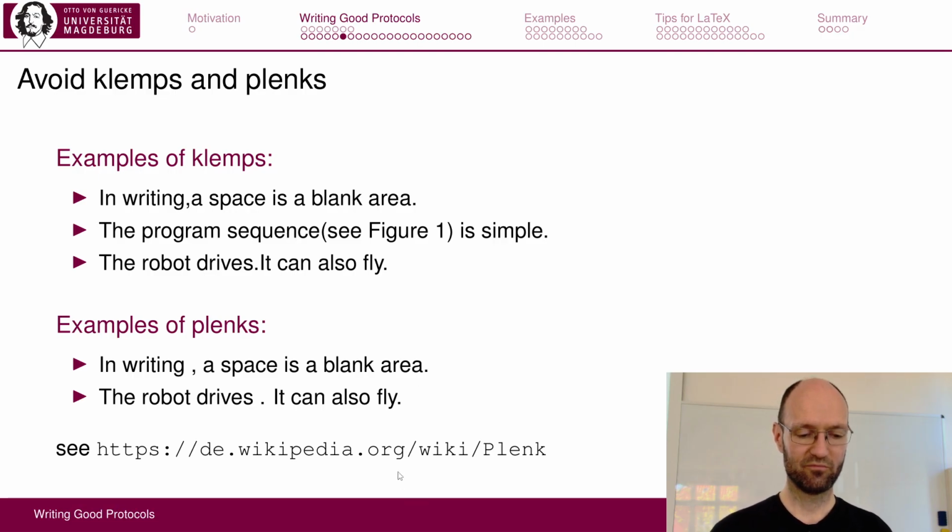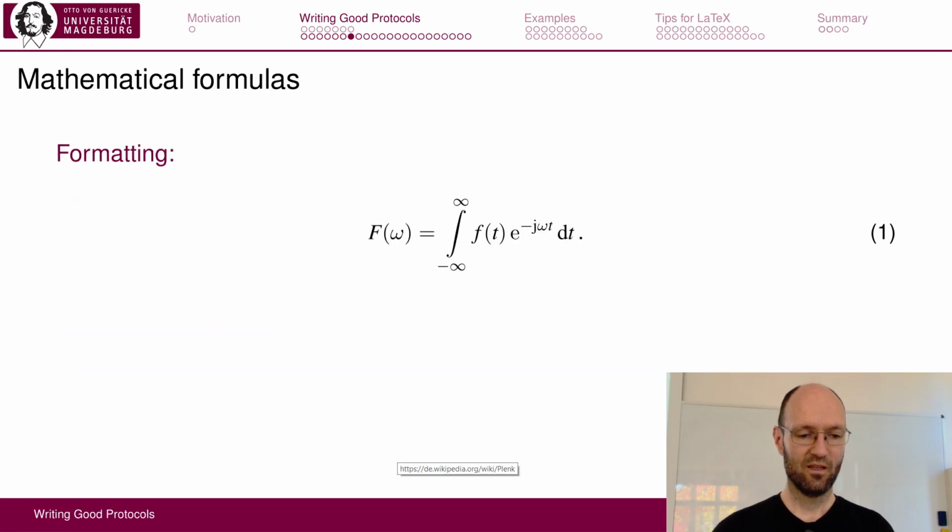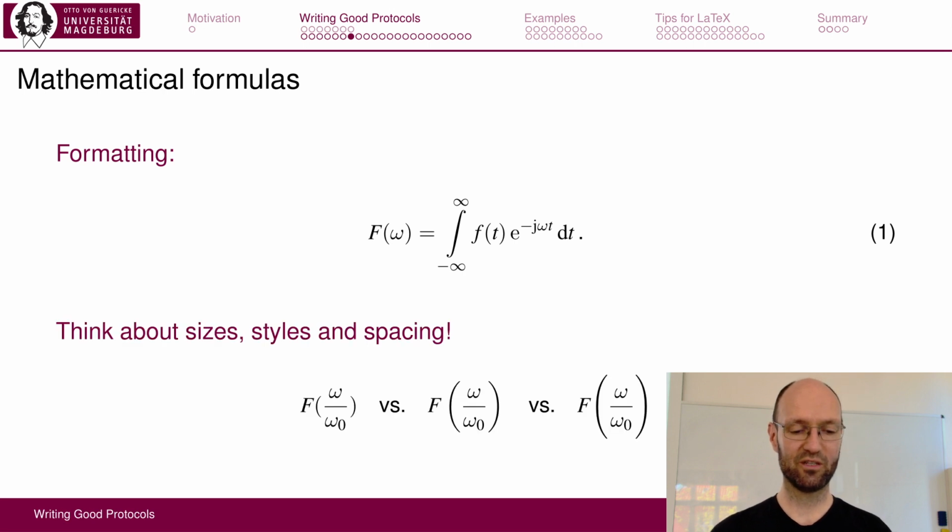And there's a German page where this is explained a bit. Okay, so then mathematical formulas. I think this is the Fourier transform as an example. So yeah, if you use a good math typesetting tool, not so much can go wrong.